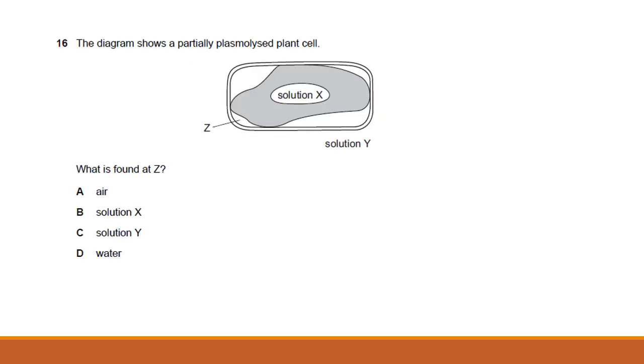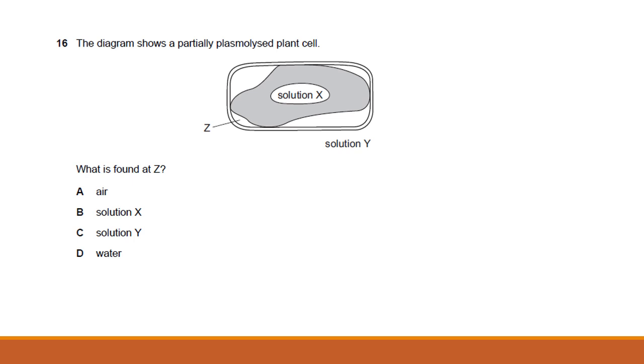Okay, we are powering through. We have 5 questions including this one because I'm only going up to number 20. The diagram shows a partially plasmolized plant cell, and it says what is found at Z. And you can see the label.